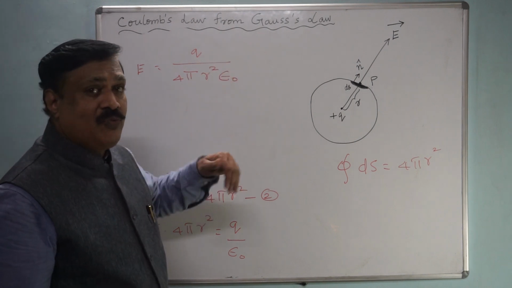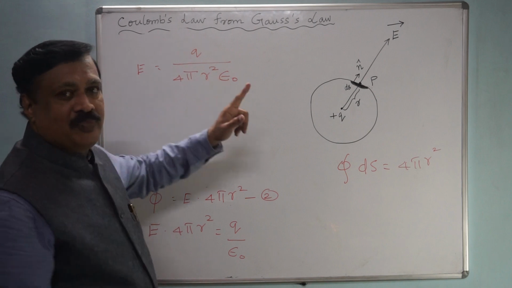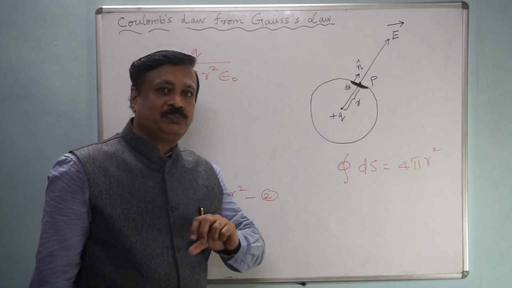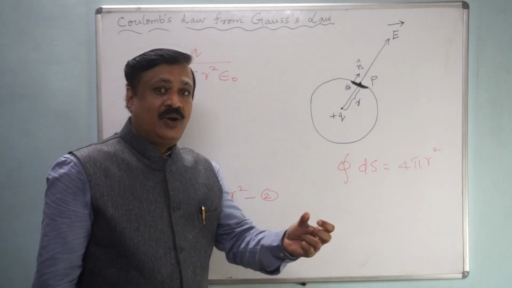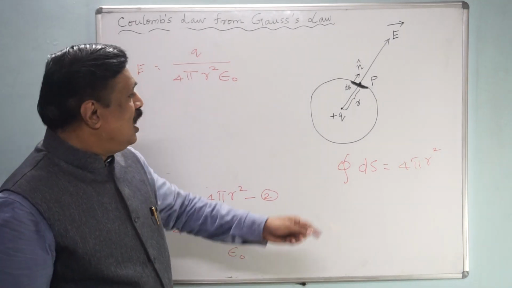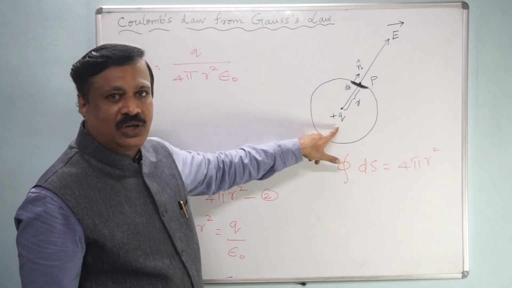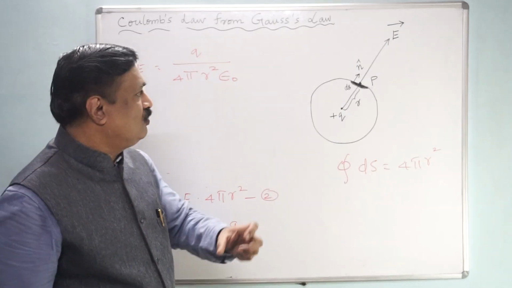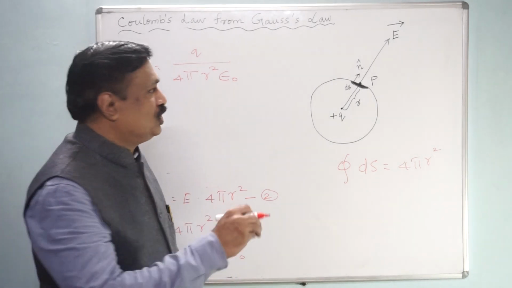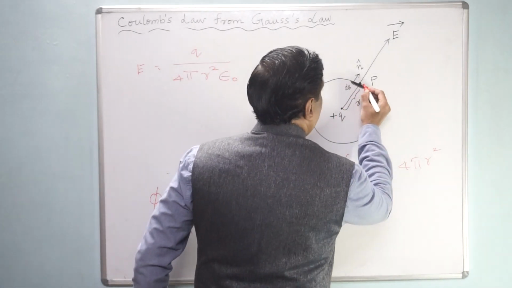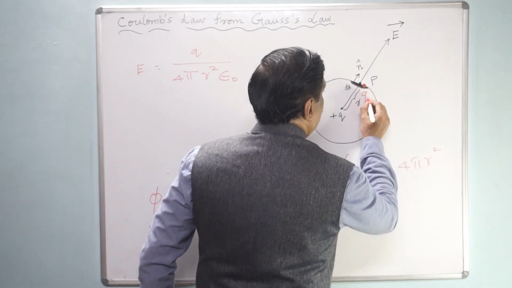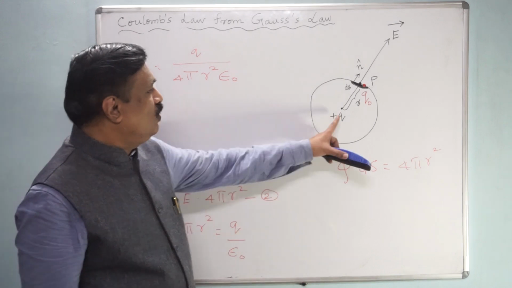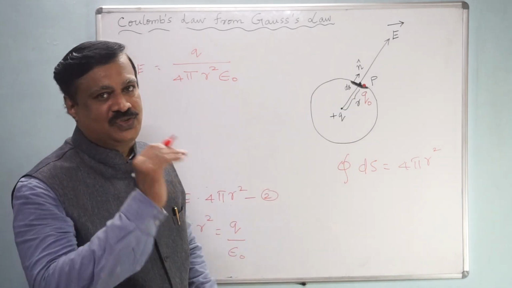Now we are going to derive Coulomb's law. Coulomb's law deals with two charges, that means the force between two charges. Already we have only one charge. For Coulomb's law we require two charges. Therefore, consider one more charge Q0 at this point, on the surface.